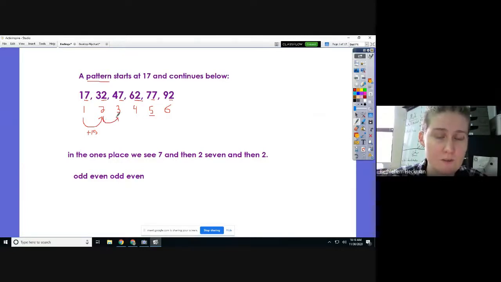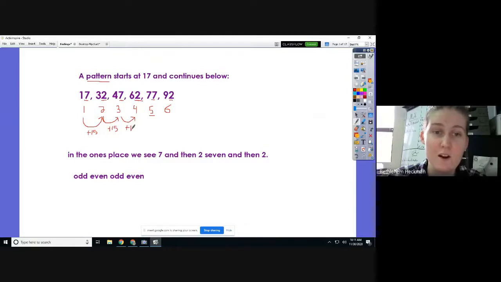Here, I can see I'm going from 32 to 47. Well, that's another 15 change. I might be seeing a pattern, plus 15, plus 15. Let's do it again. 47 plus 15 would be 62. So we're seeing plus 15 again.